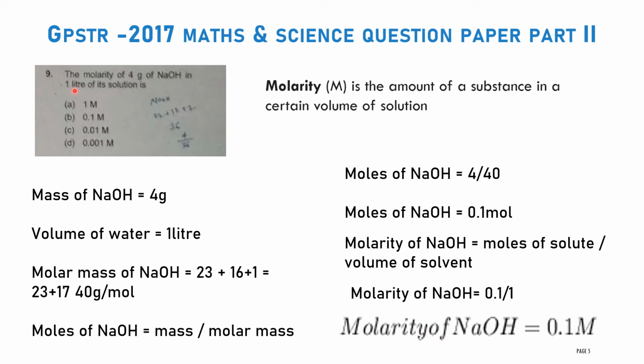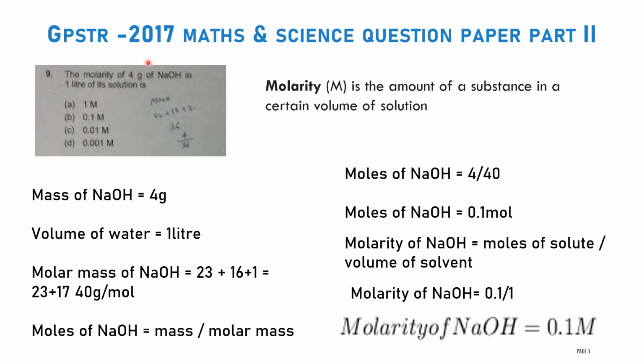Then next question, the molarity of 4 gram of sodium hydroxide in 1 liter of its solution. Here you have to calculate the molarity of 4 gram of sodium hydroxide. First we will know what is meant by molarity. Molarity is the amount of a substance in a certain volume of a solution. Amount is nothing but how much quantity of a particular substance is present in a given volume of a solution.